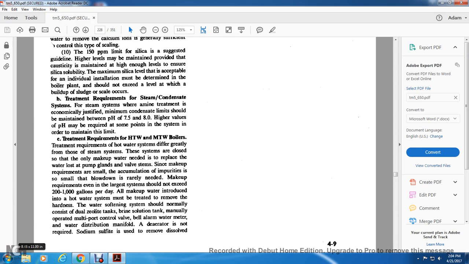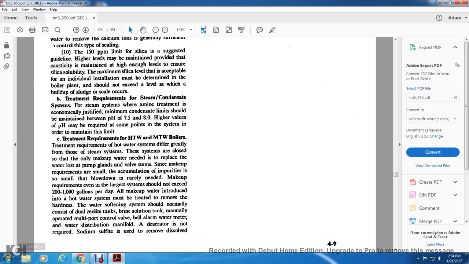C. Treatment requirements of hot water and medium temperature water boilers. Treatment requirements of hot water systems are very different from those of steam systems. These systems are closed, with makeup water needed only to replace water lost through pump glands and valve stems. Because of this, accumulation of impurities is small and blowdown is rarely needed. Makeup requirements of even large systems should not exceed 200 to 1,000 gallons per day. All makeup water in the hot water system must be treated to remove hardness.